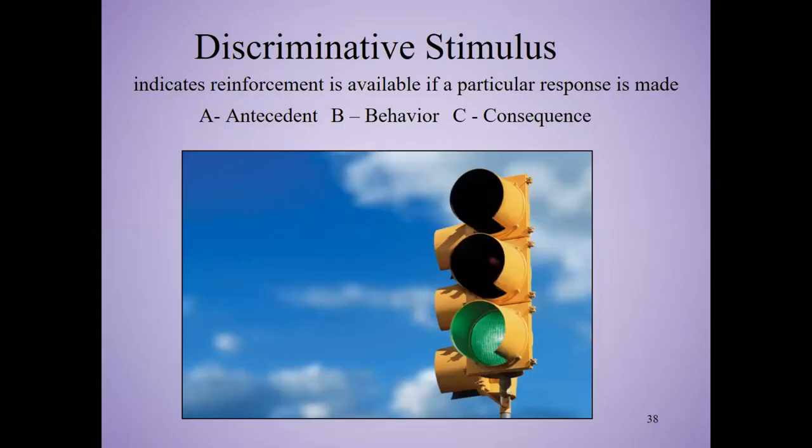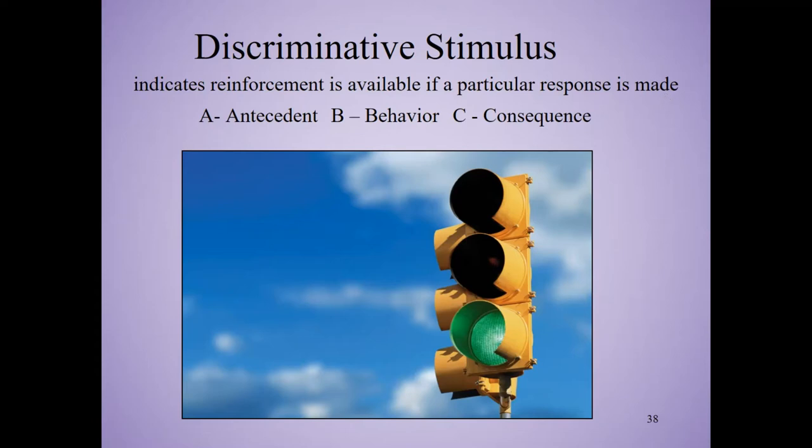In operant conditioning, we also may have something known as a discriminative stimulus. Now notice this is different than stimulus discrimination that you had with classical conditioning. So it's important to distinguish between those two terms. They're awfully similar. A discriminative stimulus is a stimulus that indicates that reinforcement is available if a particular response is made at that time.